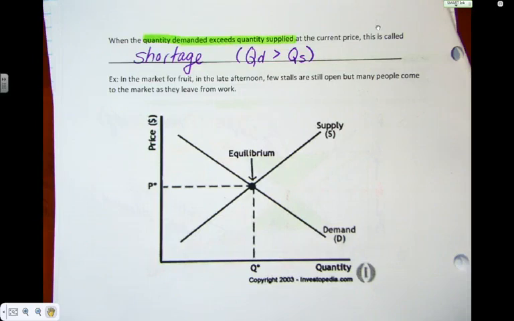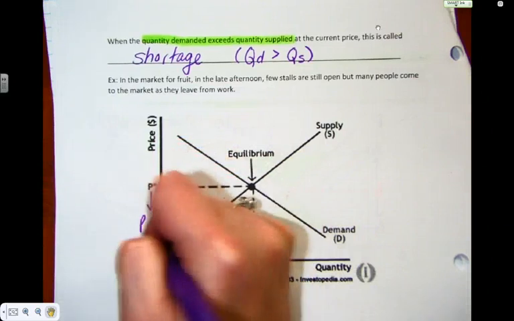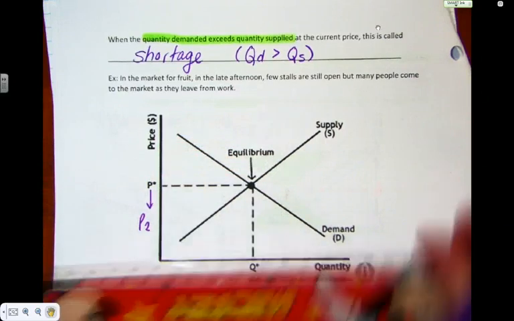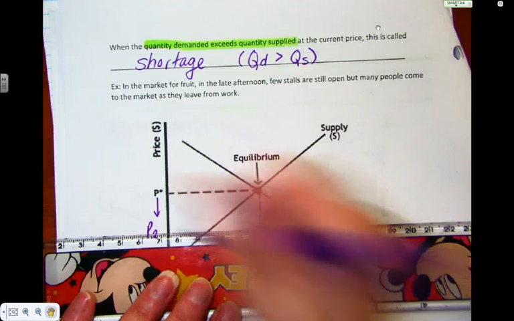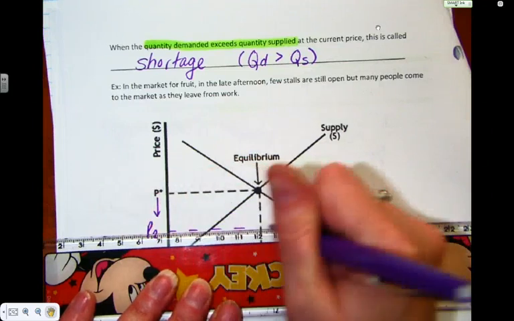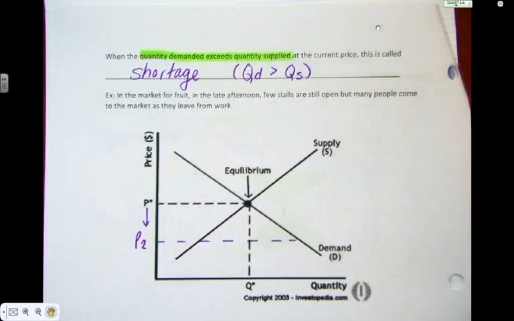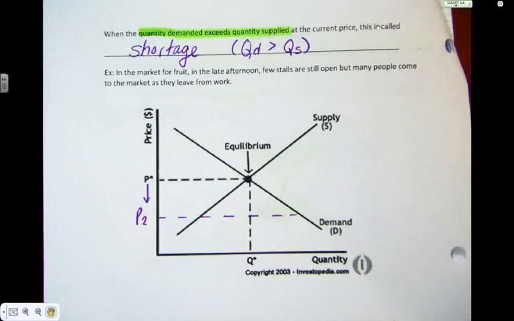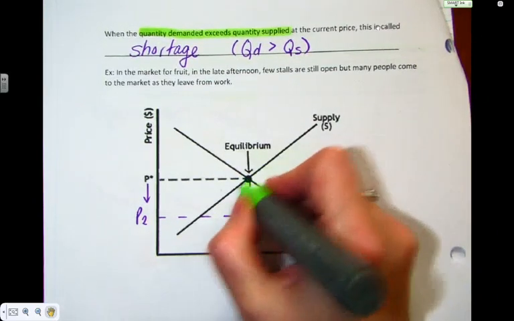Right? They want to get rid of it. They don't want to have to pack it up and haul it back. They want to just get rid of it. So what do suppliers tend to do in this case? Lower the price. They lower the price, which means the demand goes up.